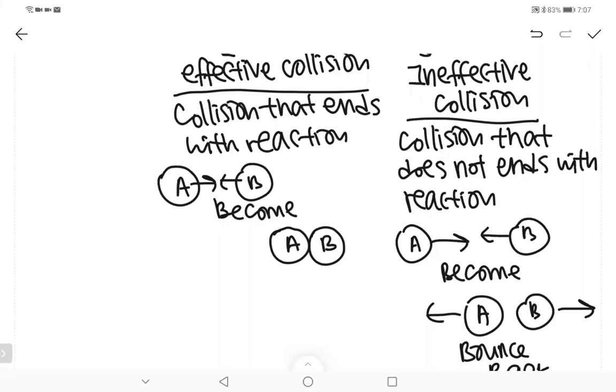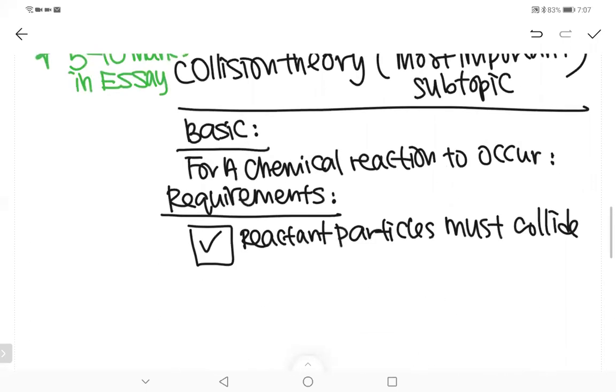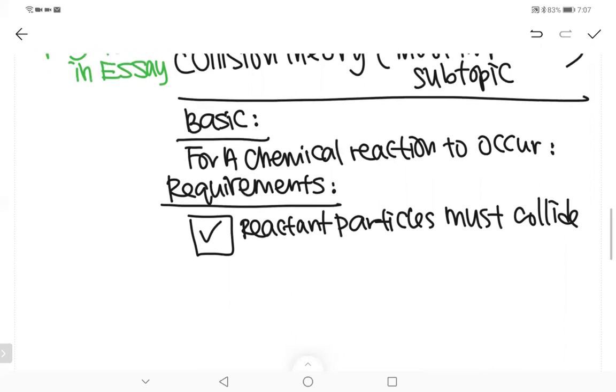Okay, so we want effective collision only. We don't want ineffective collision. Yeah, so we must know how to get effective collision. To get effective collision, all the raw material must collide in a right orientation. They must collide in a right orientation or right arrangement, okay?